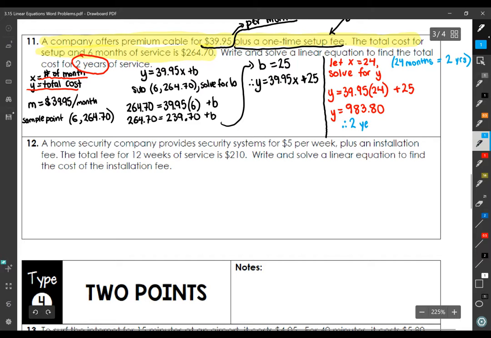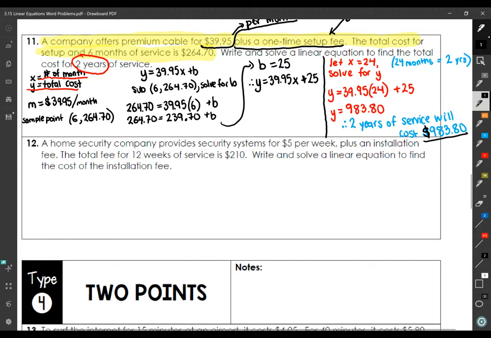2 years of service will cost $983.80. And notice how in my concluding statement, I include the unit, dollars, right? I include the unit in my concluding statement.